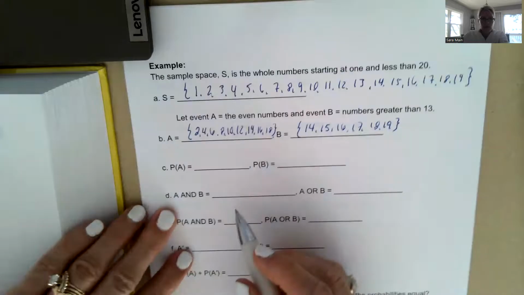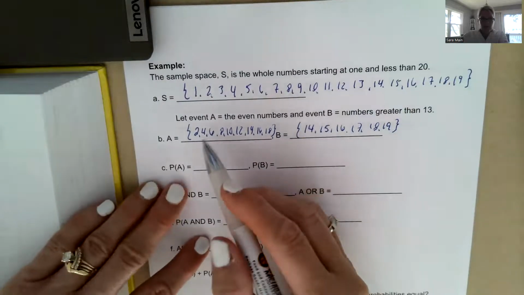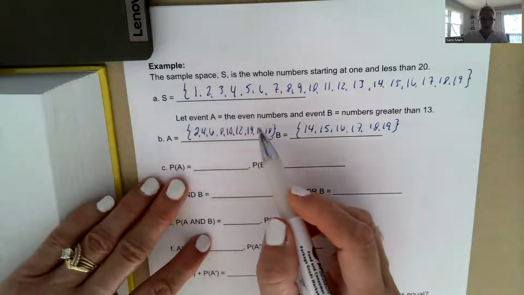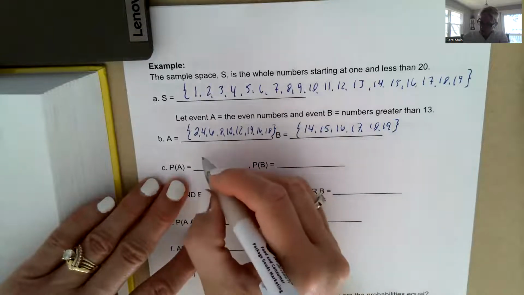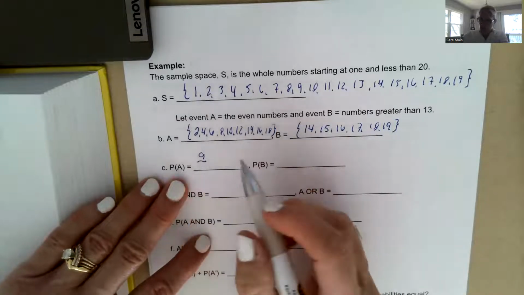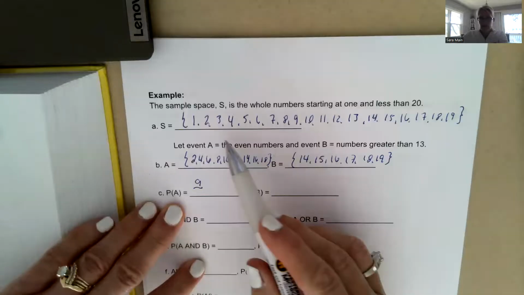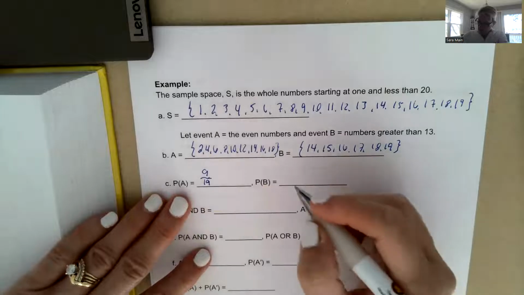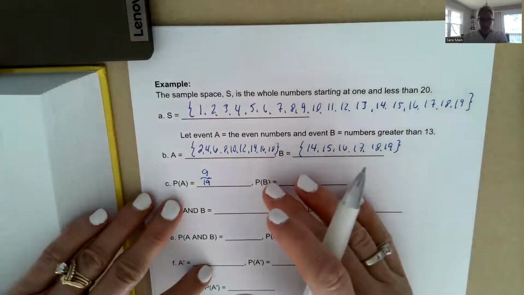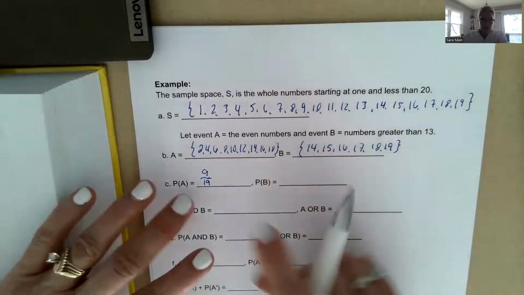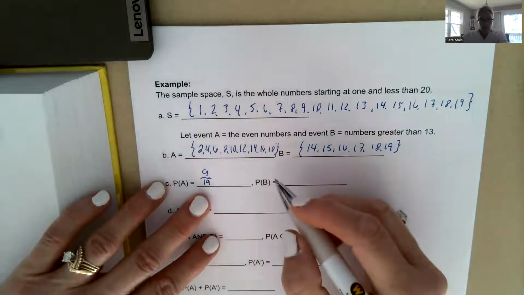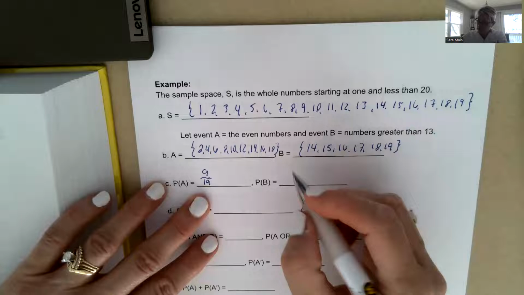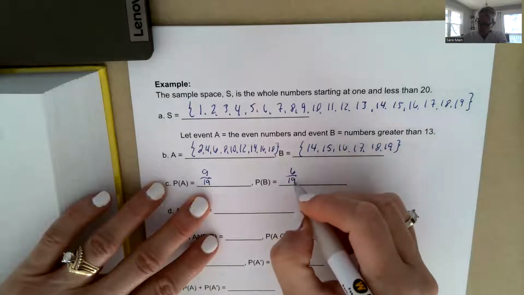C says, what is the probability of A? So the probability of A is the number in A, 1, 2, 3, 4, 5, 6, 7, 8, 9, out of all of the numbers in our sample space S, and there were 19 because it was 1 through 19. And that can't be reduced. And usually in probabilities, you can leave them unreduced because then we know exactly what our original sample space was. The probability of B is the number in B, 1, 2, 3, 4, 5, 6, out of the number in S.